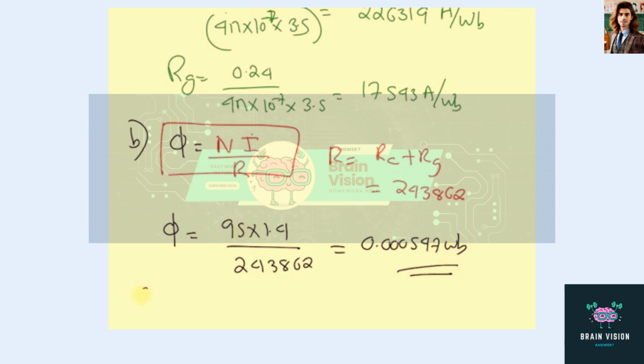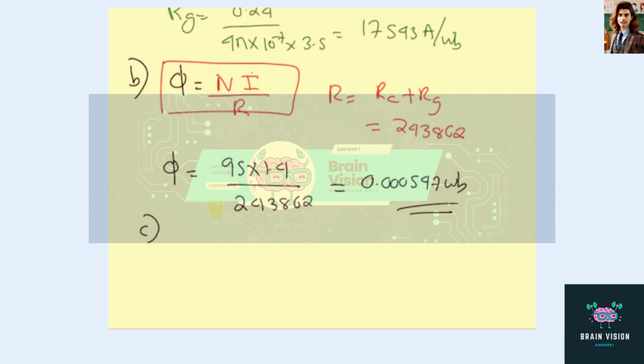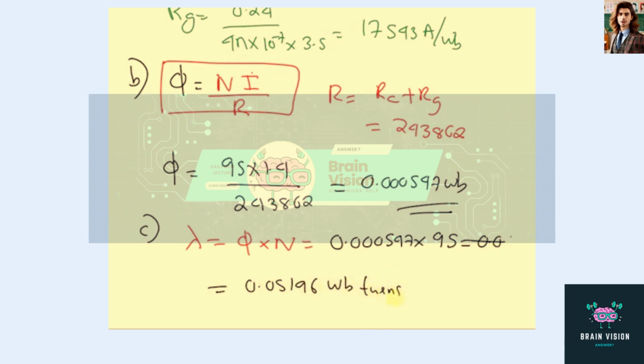Now we can calculate the flux linkages. Flux linkages lambda is equal to flux times N. So that is equal to 0.000547 times N, which is 95. So that is equal to 0.05196 Weber turns. That is the flux linkages.